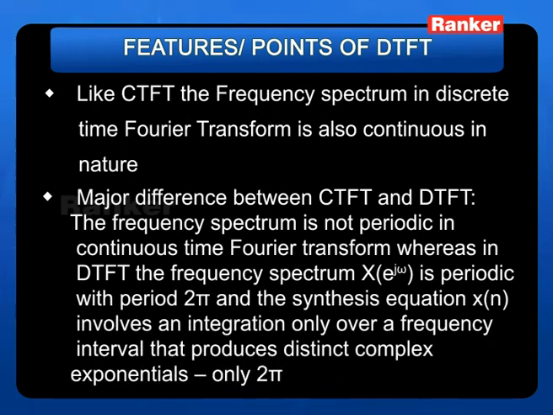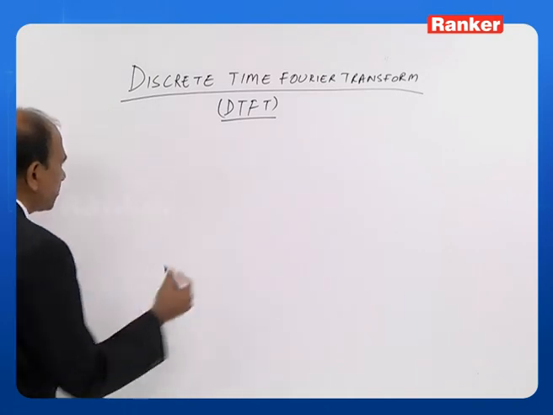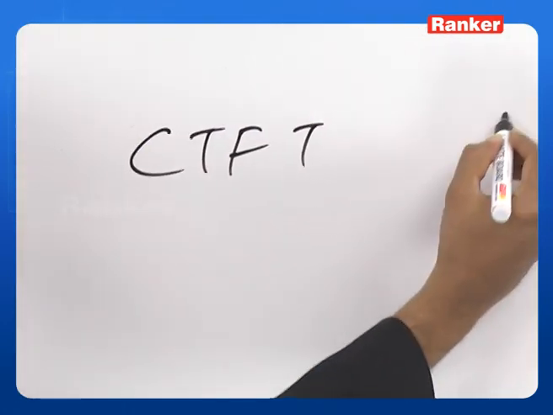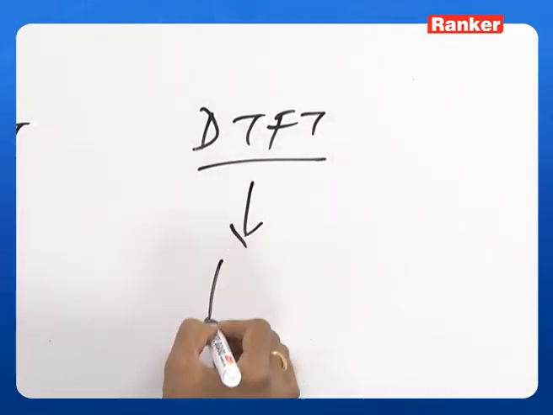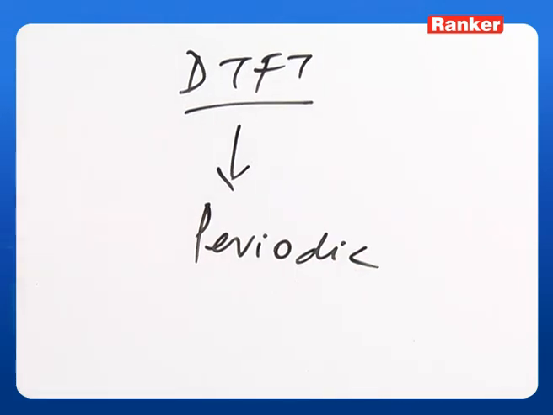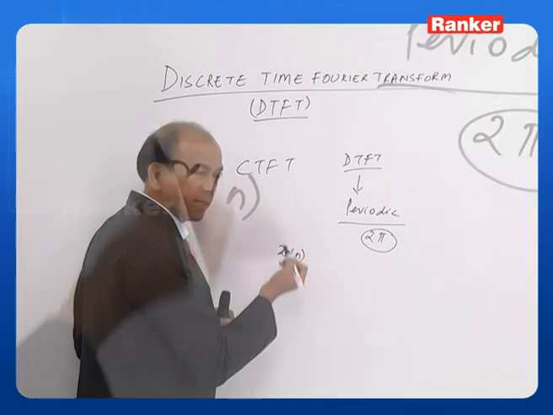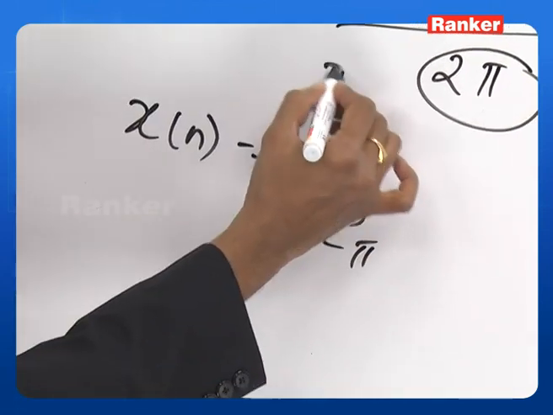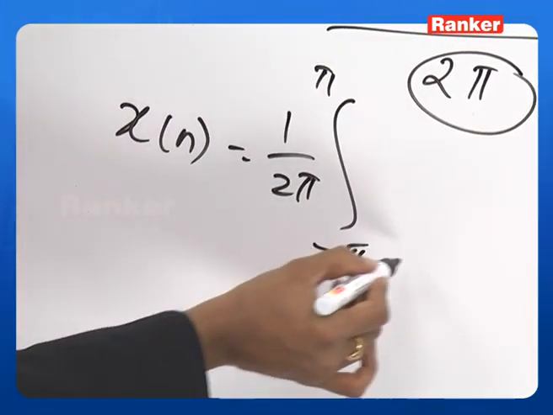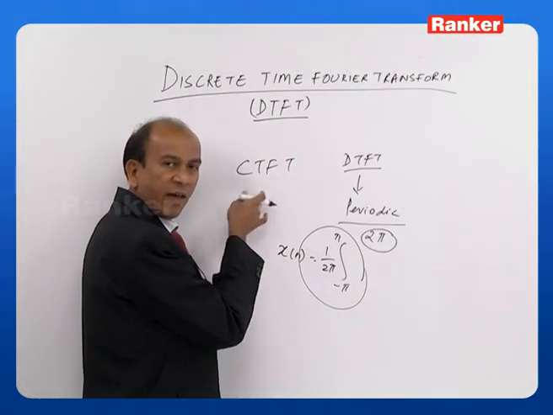The difference is the frequency spectrum is not periodic in continuous time Fourier spectrums, whereas in DTFT the frequency spectrum X of e to the power of j omega is periodic with a period 2 pi, and the synthesis equation x of n involves an integration only over a frequency interval that produces distinct complex exponentials, only 2 pi. So, the difference is, when you look at a continuous time Fourier transform and a discrete time Fourier transform, this is periodic, that is a major difference. It is periodic with a period 2 pi. And if you look at the synthesis equation x of n, what are we doing? In the synthesis equation, if you remember, the integral is from minus pi to plus pi and 1 by 2 pi. This indicates that it is a periodic signal, isn't it? So, this is a very important difference between the DTFT and the CTFT.